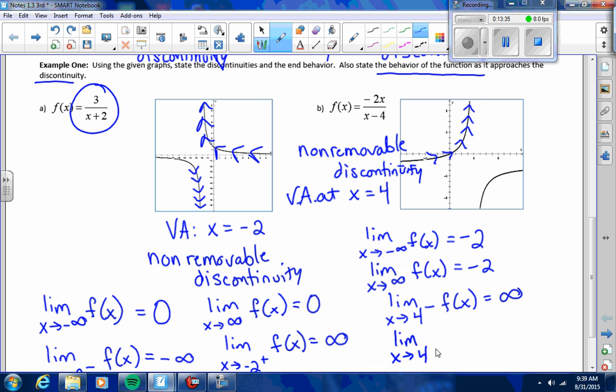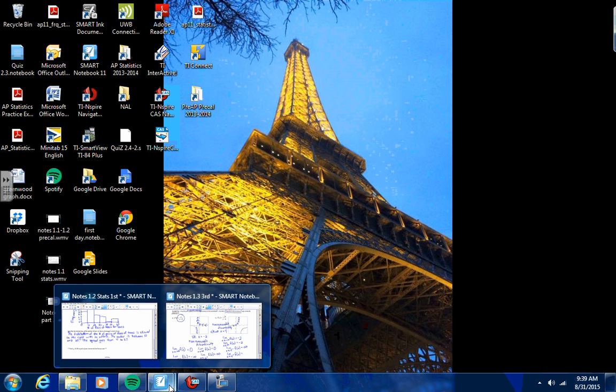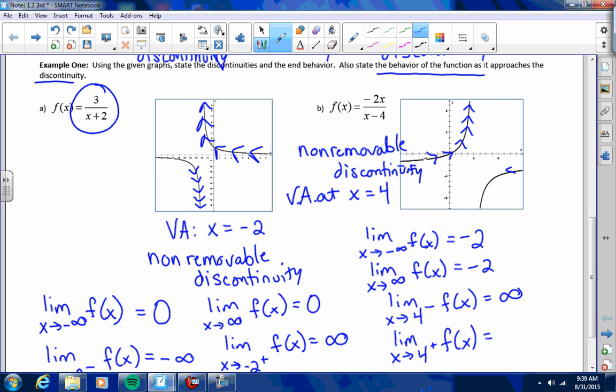Now we need to approach 4 from the right. And as we approach 4 from the right, where is it going? Negative infinity.